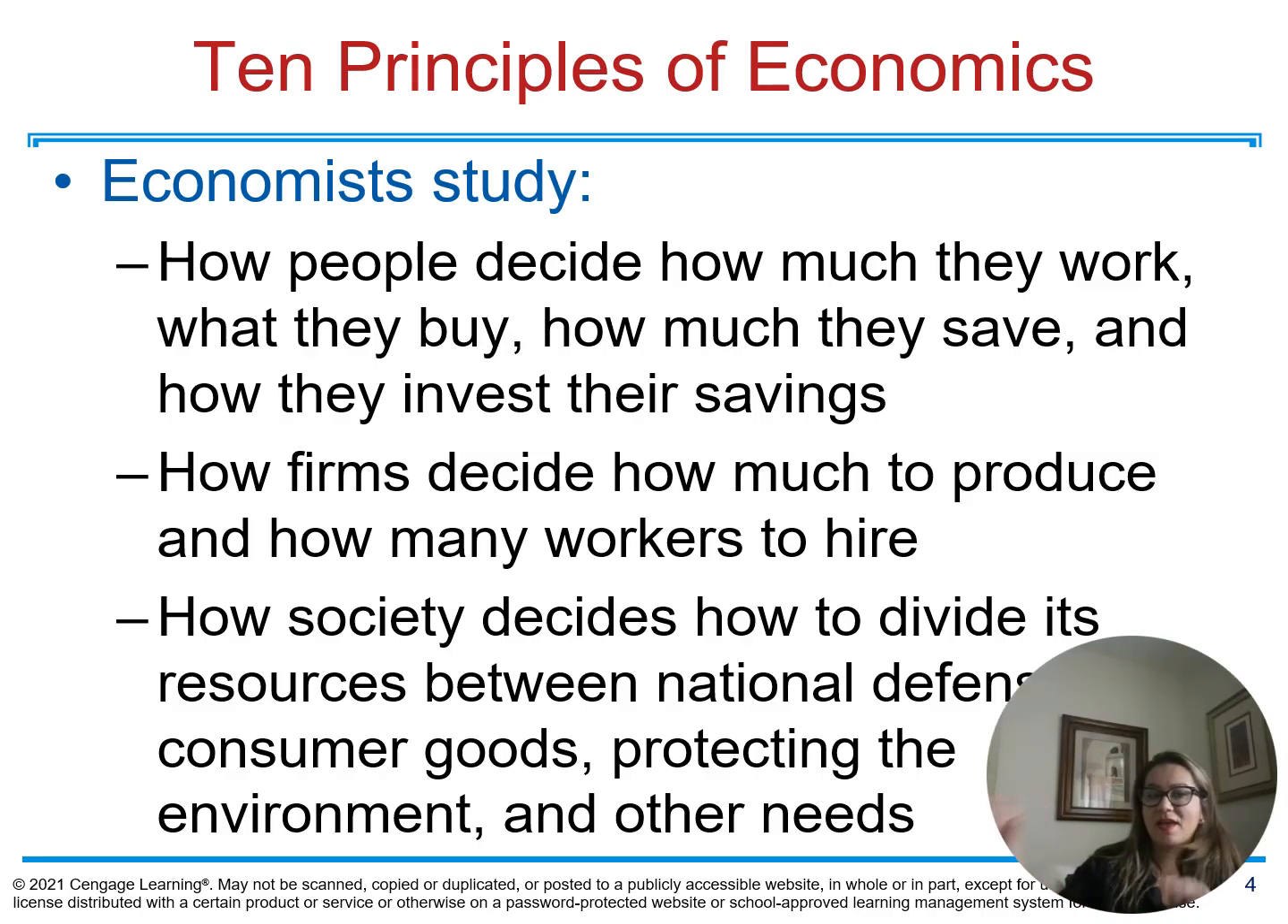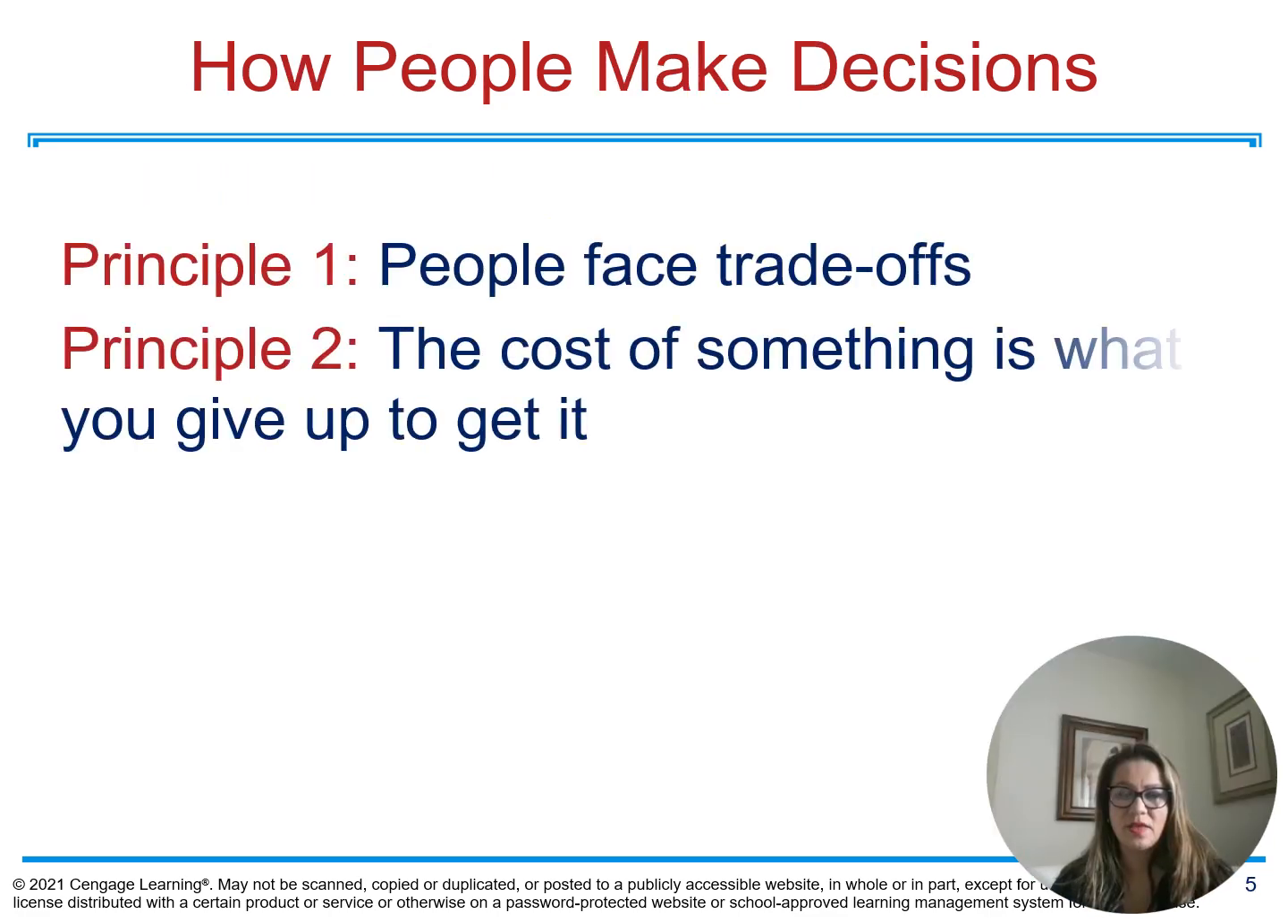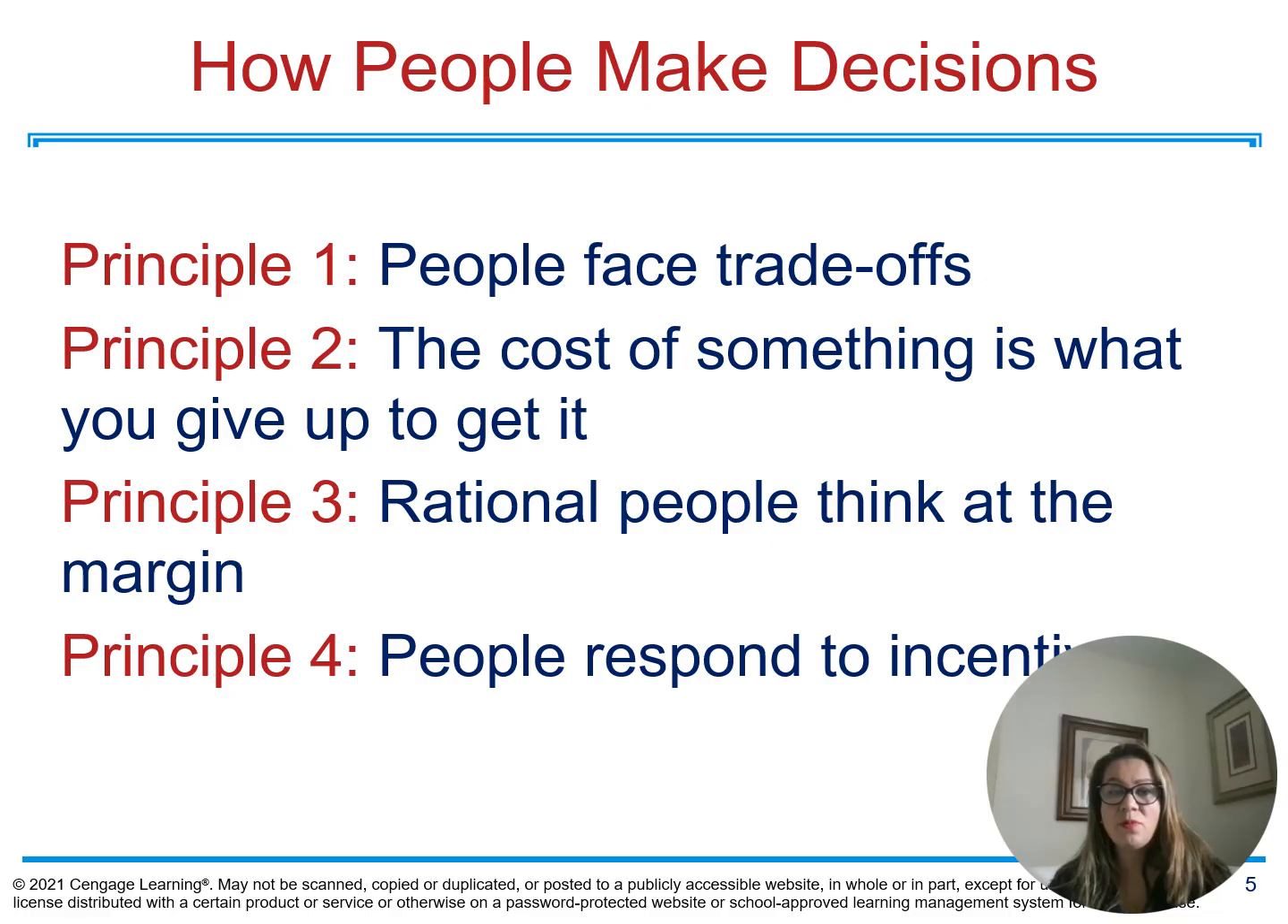And then in the last category, these are examples of topics related to macroeconomics, that is, how society decides to divide its resources between national defense, consumer goods, protecting the environment, and other needs. Right now we're going to give a quick overview of the principles that are relevant to category one. Category one is how people make decisions.